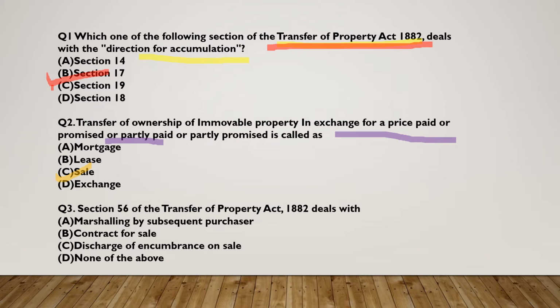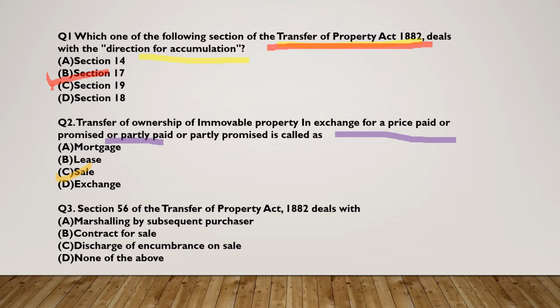आप लोगों को कौन सा सेक्शन प्रेफर करना है फॉर दिस पर्टिकुलर क्वेश्चन? सेक्शन 54 ऑफ टीपीए. आप लोग सेक्शन 54 देखो टीपीए का, वो बोलता है कि सेल इज अ ट्रांसफर ऑफ ओनरशिप इन एक्सचेंज फॉर अ प्राइस पेड or promised or part paid or part promised, that is the sale. So question 2 का correct answer is sale, option C. Transfer of ownership of immovable property in exchange for a price paid or promised or partly paid or partly promised is called as sale.